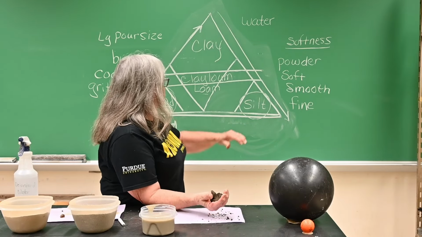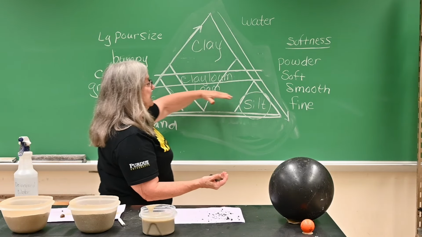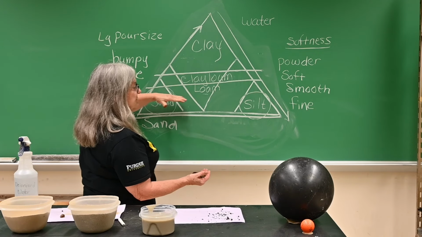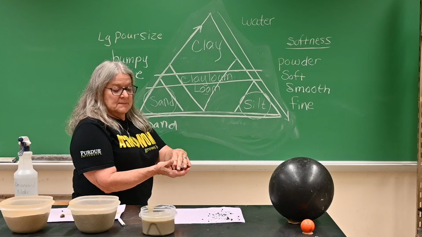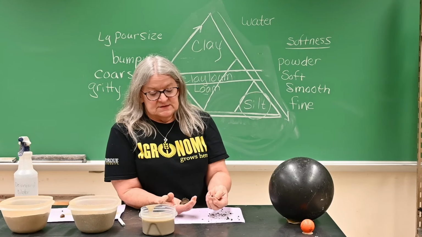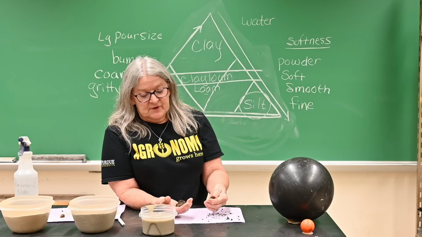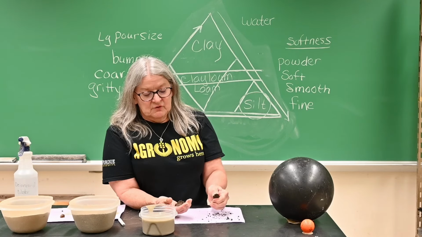So this tells us that we're down in this area, we're in this loam category, and not much stiffness. It doesn't hold together well. It has a fragile ribbon. And so we have a loam.